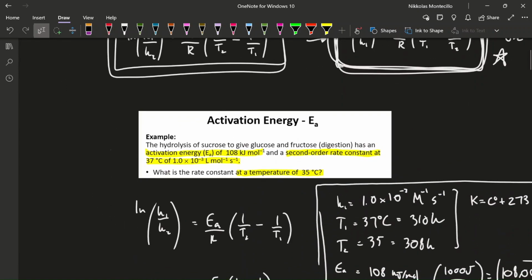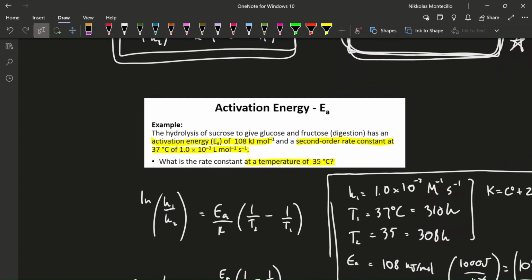So for this example, the hydrolysis of sucrose to yield glucose and fructose has an activation energy of 108 kilojoules per mole and a second order rate constant at 37 degrees Celsius of 1 times 10 to the negative 3 inverse molar concentration, or liters per mole per second. Okay, so it's asking what will the rate constant be at a temperature of 35 degrees Celsius. So from this question, we understand that the same reaction is occurring at two different temperatures, and it wants us to find the rate constant at a temperature of 35 degrees Celsius.